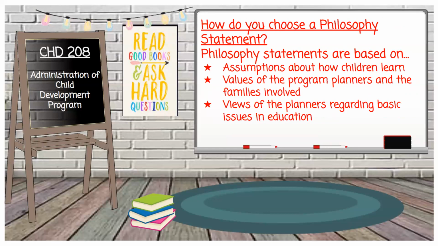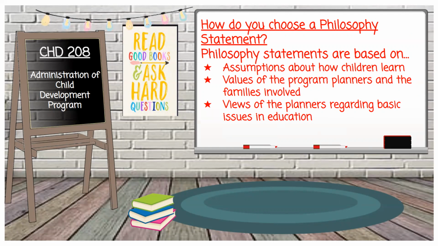So how are you going to choose a philosophy statement? Well, philosophy statements, just like I said, are based on those values. So philosophy statements are based on your opinion, your assumption about how children learn. They're going to be based on the values of the program planners and the families, and then the views of the planners regarding basic issues in education. So the philosophy statement, and in CHD 215, you're going to write a philosophy statement, which is going to be basically this: your assumption of how children learn, what you value, and then the views of the planners in regards to those basic issues within education.